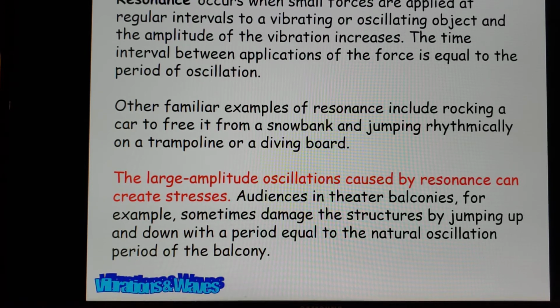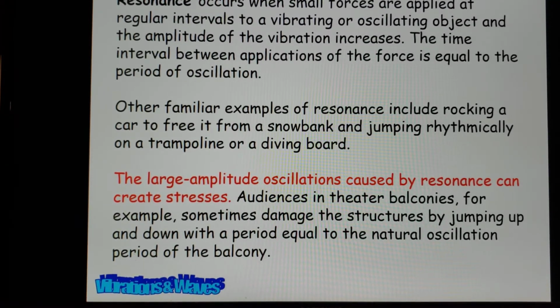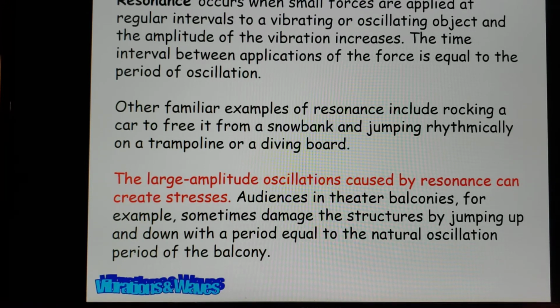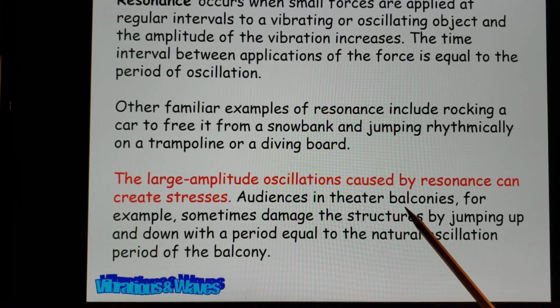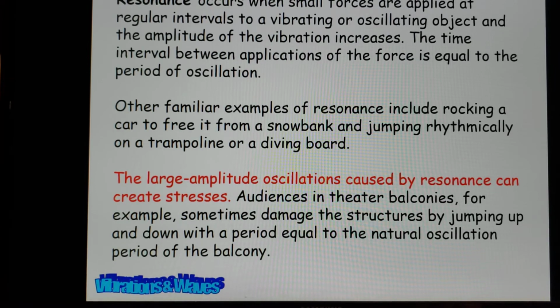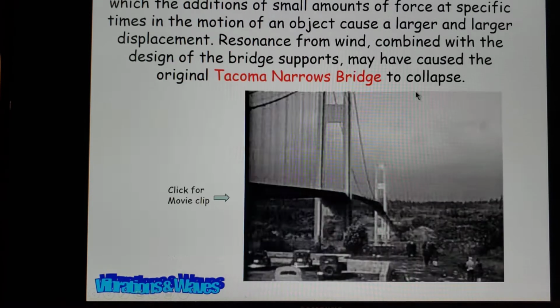If you have a bleacher and you have 500 high school kids stomping in a basketball game, you can have a situation where the bleacher would collapse, and that's not good. Audiences in theater balconies, for instance, can damage it, and if we have troops marching over a bridge, they're not supposed to all stay in step, because that can make the stress on the bridge much greater. I'll show you a video on resonance after this PowerPoint, the one on the Verrazano Narrows Bridge.